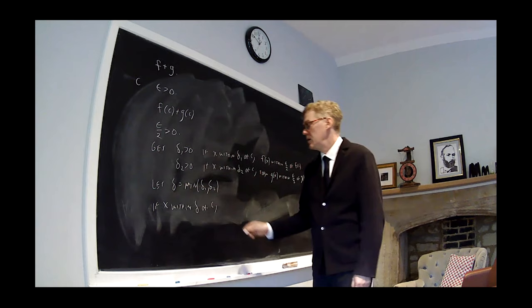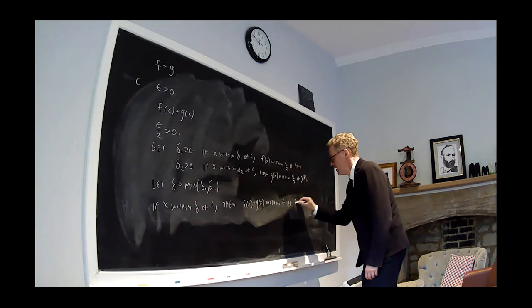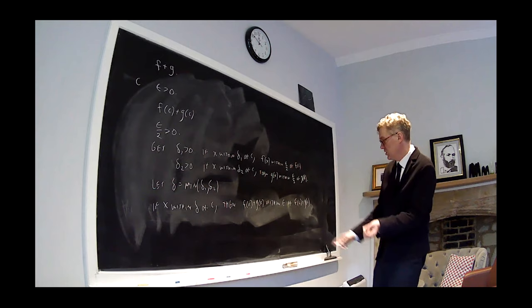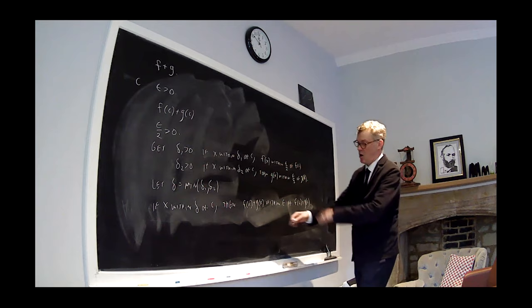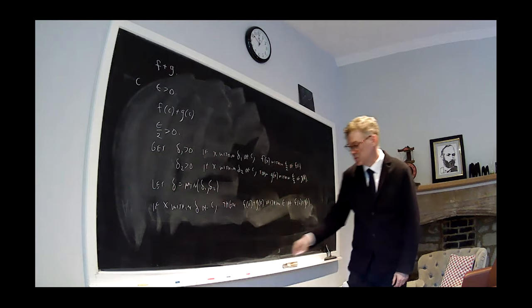So then I claim f of x plus g of x is within epsilon of f of c plus g of c. The reason is that f of x is within epsilon over 2 of f of c, and g of x is within epsilon over 2 of g of c, so altogether the error is less than epsilon over 2 plus epsilon over 2, and therefore it's going to be within epsilon of the final target value. So this is why the sum of two continuous functions is continuous.